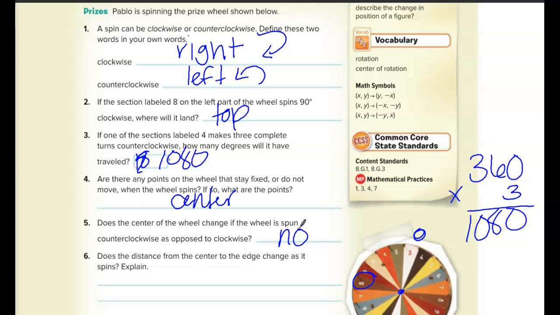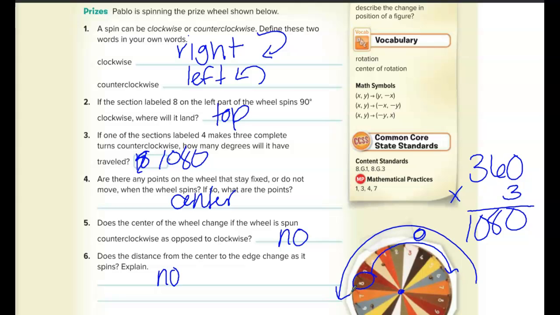Does the distance from the center to the edge change as it's spun? No, it is a circle. So does my shape change size? No. Does my shape change shape? No. Does my shape change direction? Yes. Because if I spin it, my 8's going to land over there. If I spin it the other way, my 8 will land over there. So we keep the same size and the same shape, but the direction changes.